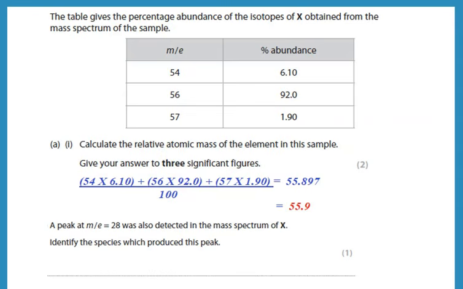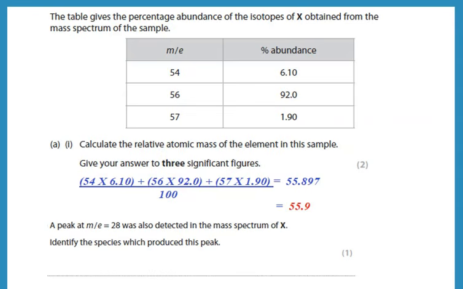Now, his next question is saying a peak at m/e 28 was also detected in the mass spectrum of X. Identify the species which produced this peak. So first of all, we did not know what is X, but when we calculated the atomic mass, we found that it is 55.9. If you look at the periodic table, you will find that the element that has a mass of 55.9 is which one? It's iron, Fe.